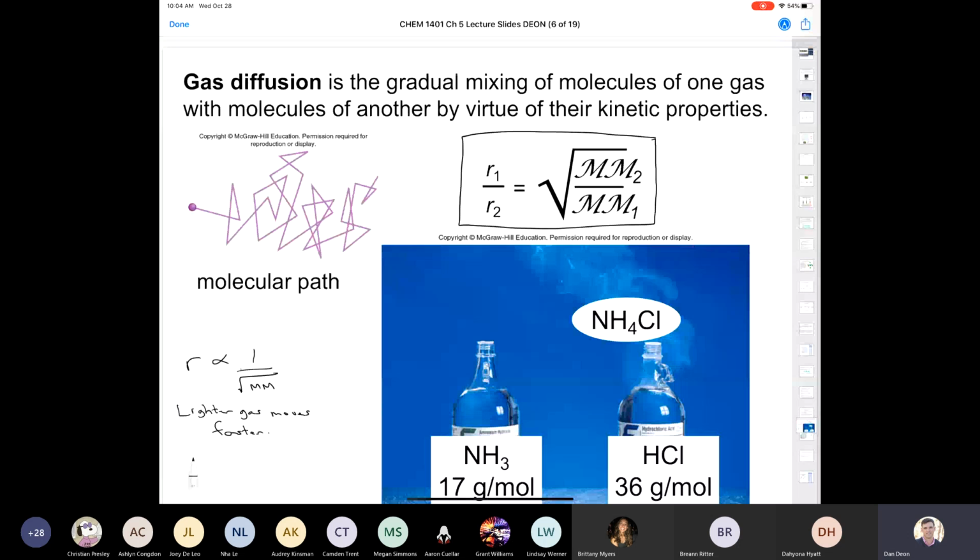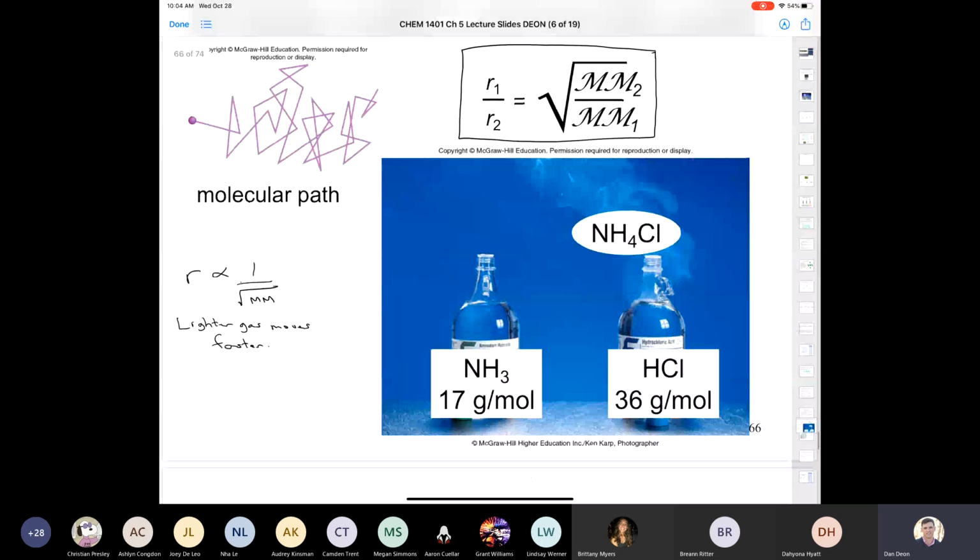I really want to get to this picture with you. Okay, a picture is worth 1,000 words. Here's a scenario where you have a bottle of ammonia and a bottle of HCl gas. Okay, so these are both gases. This is ammonia gas, and this is HCl gas. Which one of those gases is lighter? Well, ammonia is lighter, right? It's like less than half the mass.